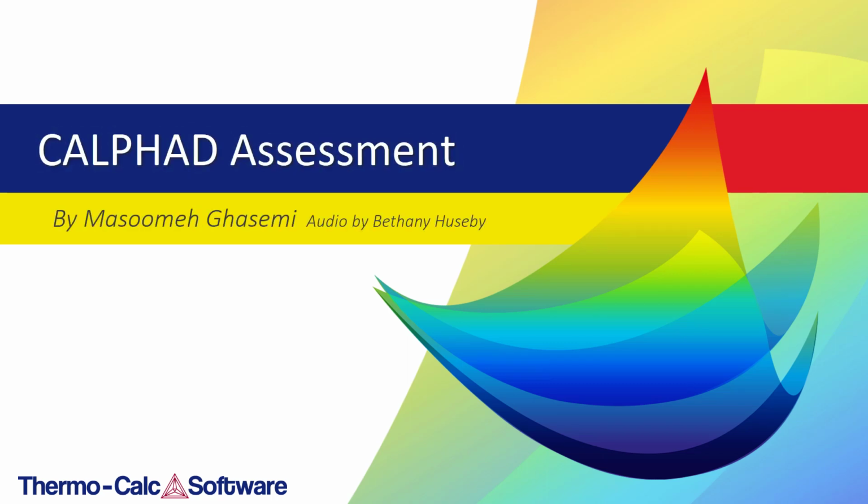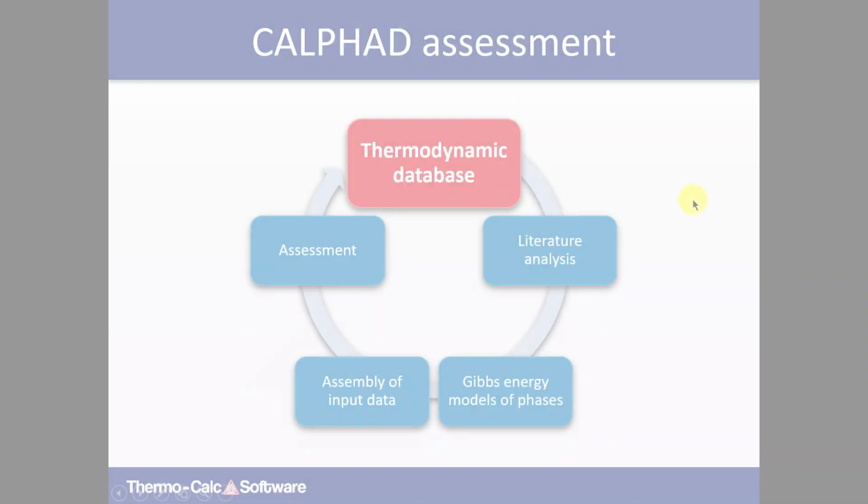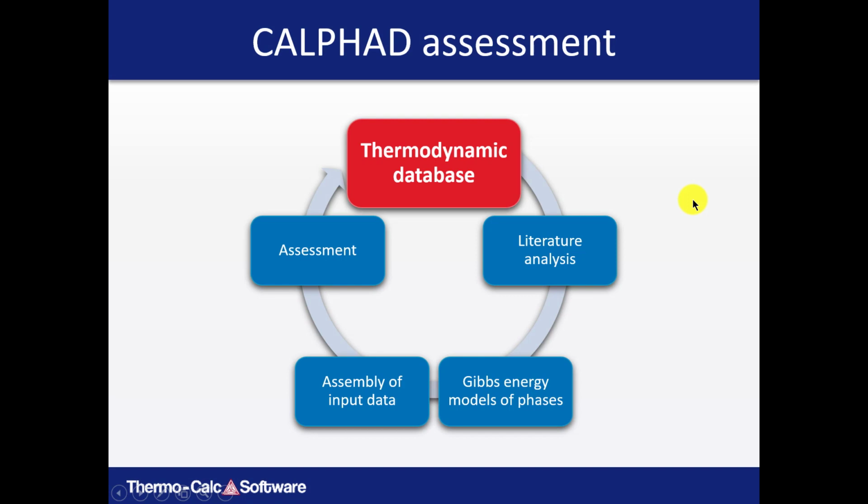In this video, I will explain how a CALPHAD assessment works using the PARROT module in Thermo-Calc Software. The final goal of an assessment is a thermodynamic database, also called a TDB file, which includes the Gibbs energy descriptions of all phases in a system. The files we will discuss in this video are available for download at the links in the video description, so you can try using them yourself.